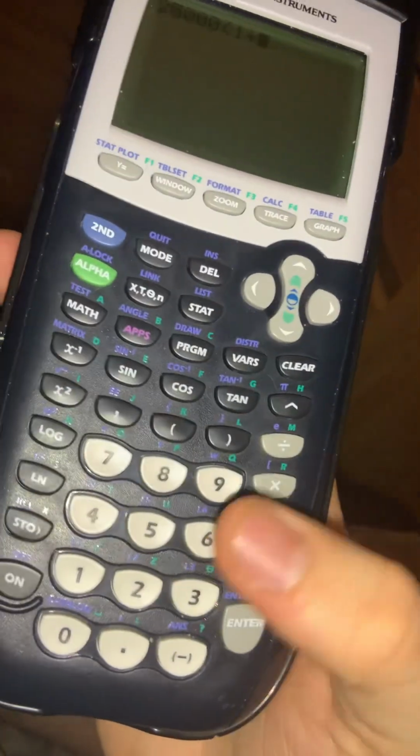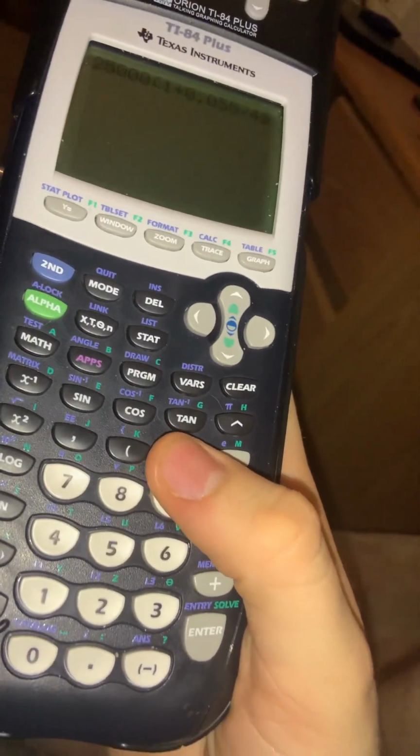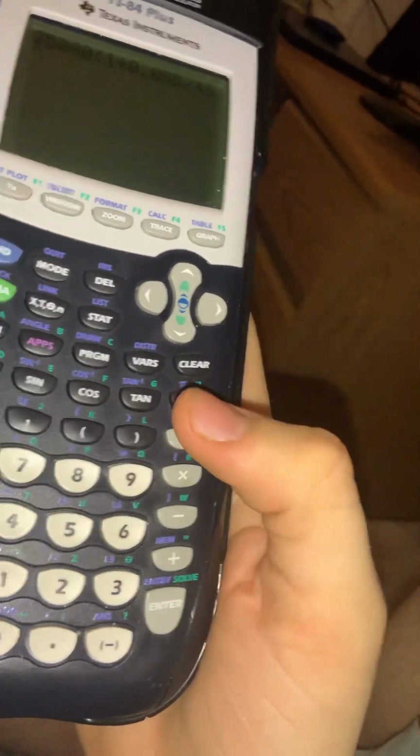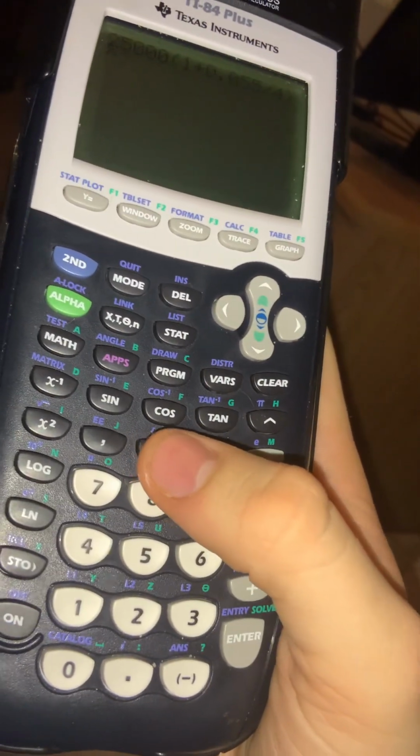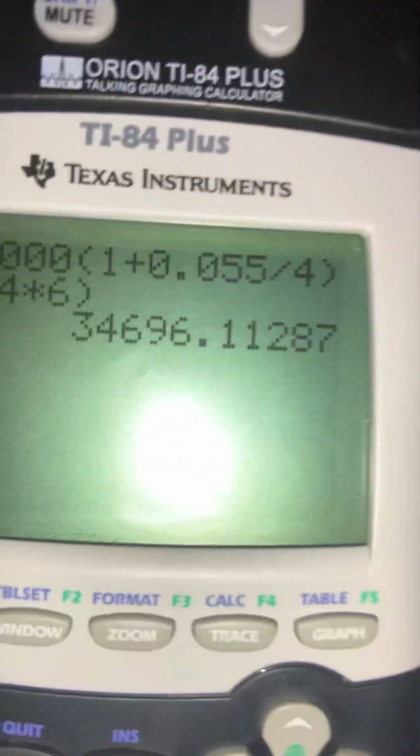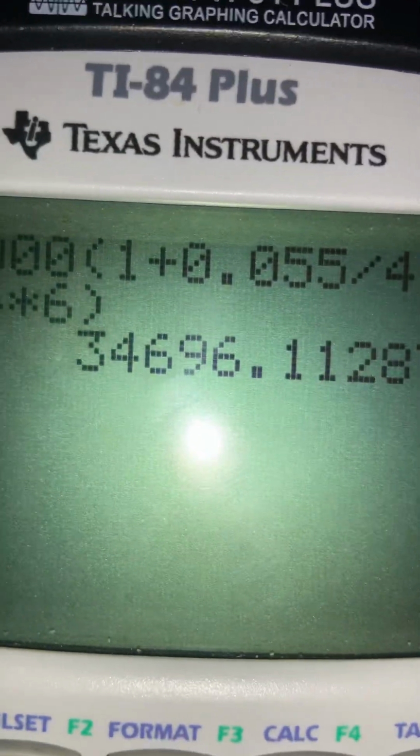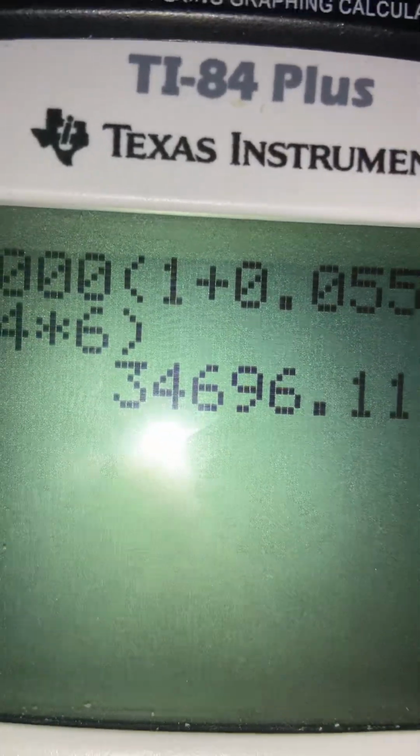So what you have to do now is you type in your normal expression like you did before, 25,000, open parentheses, 1 plus 0.055 divided by 4, close parentheses, exponent. Now this time I'm going to put parentheses around the 4 times 6, and close it off with parentheses, and we'll get this. 34,696.11287. Now that is the correct answer, and I'll show you why.